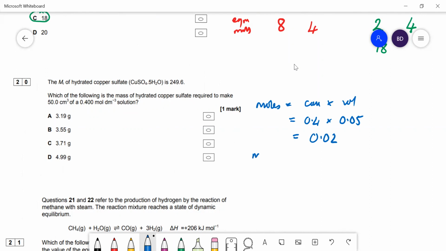Now we have to work out the mass. The mass is equal to the moles times the MR, which is 0.02 multiplied by 249.6, which is equal to 4.992. So the answer is D.